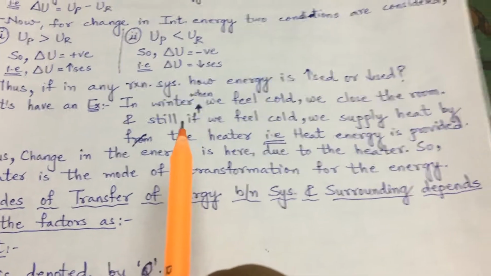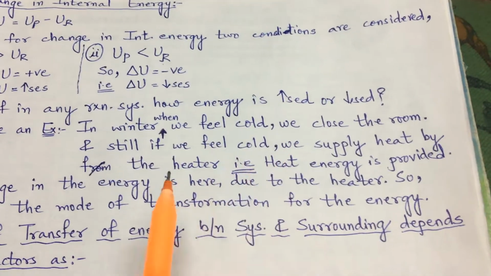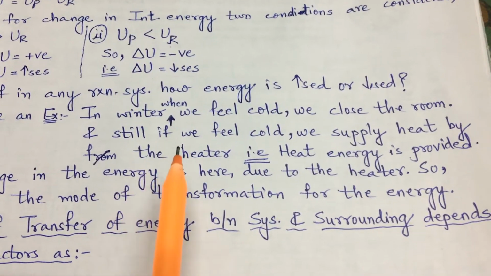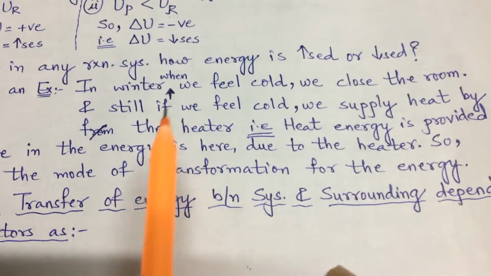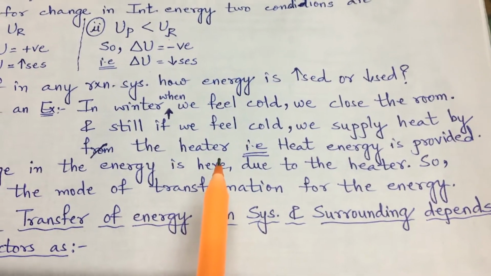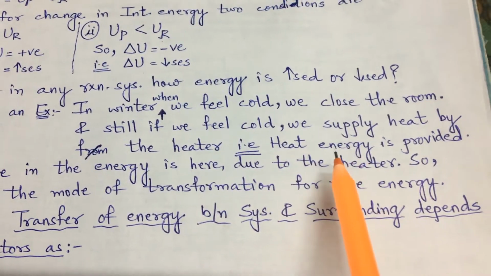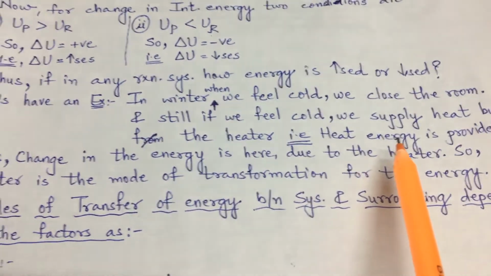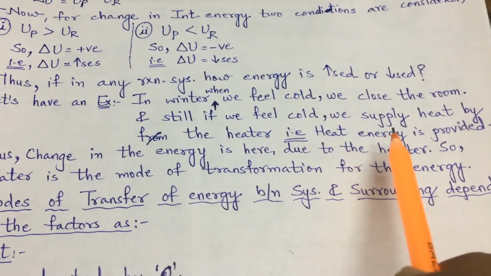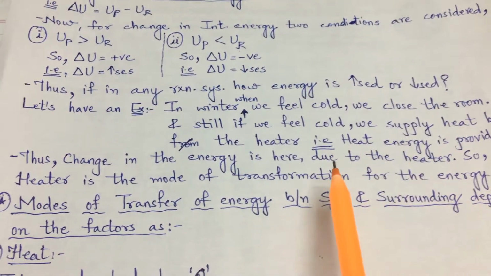So, let's have an example. In winter, when we feel cold, we close the room by closing the windows and the doors, so that the cold air will not enter the room. But still, if we feel cold, we supply heat by the heater. So what happened here? We have supplied heat energy. A room is provided by the heat energy. A room is a system. Now the system is attaining somewhat of an equilibrium by acquiring the energy.